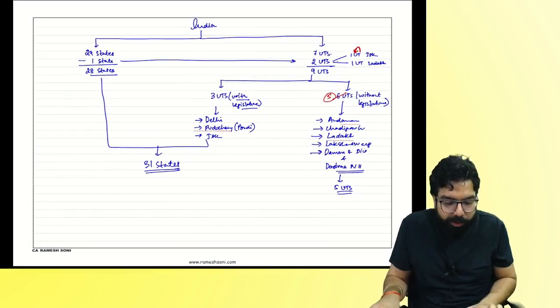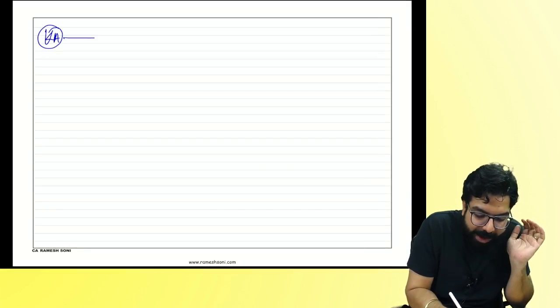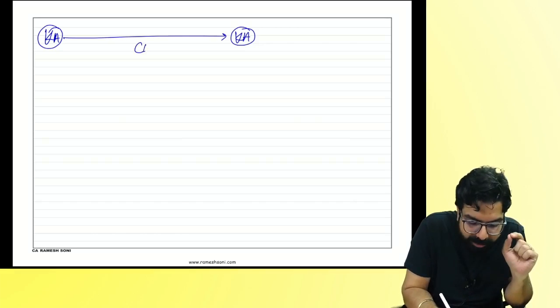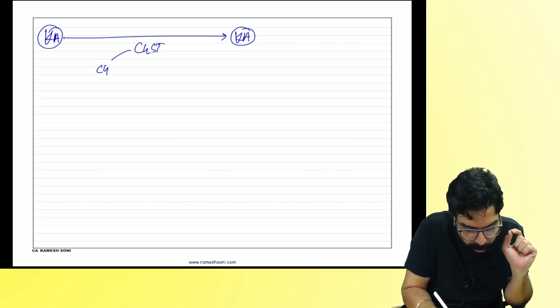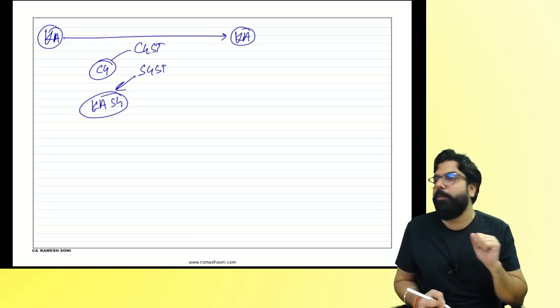Whenever goods are sold in a state, for example we are in Karnataka, if I sell goods to a person in Karnataka, I will always charge him CGST, which will go to the central government, and I'll charge him SGST, which will go to the Karnataka state government. Are you able to understand, everyone?